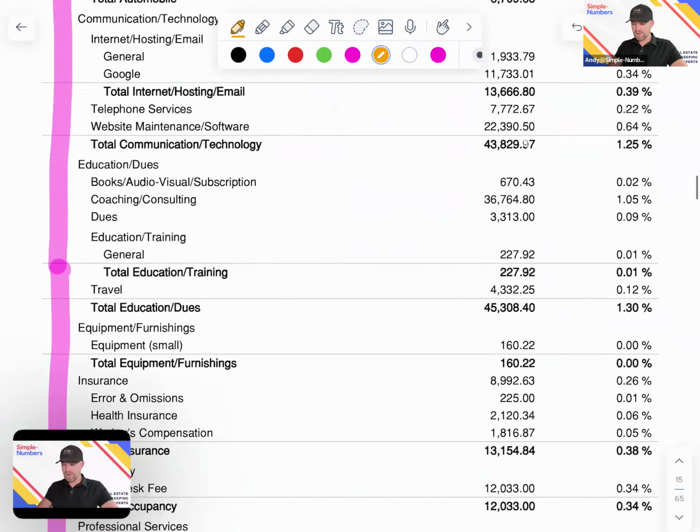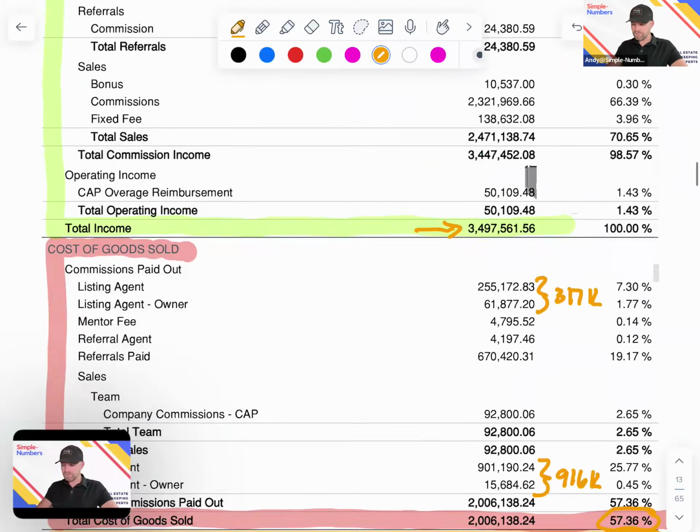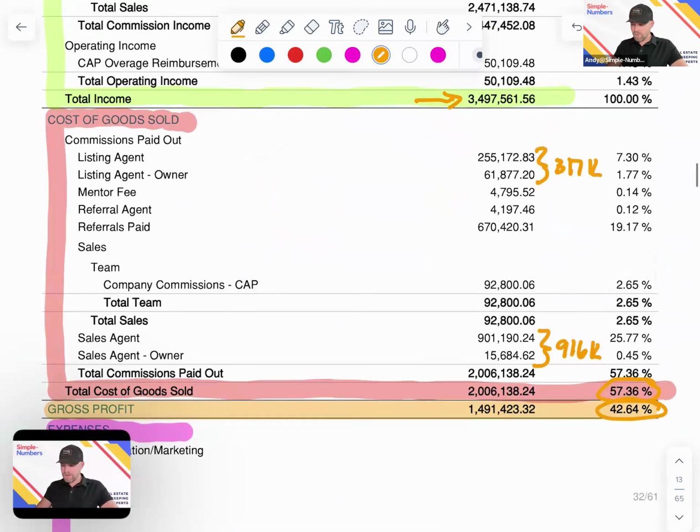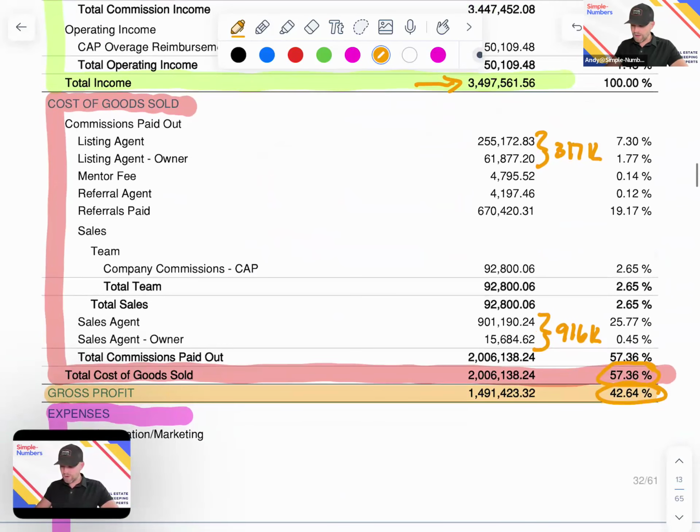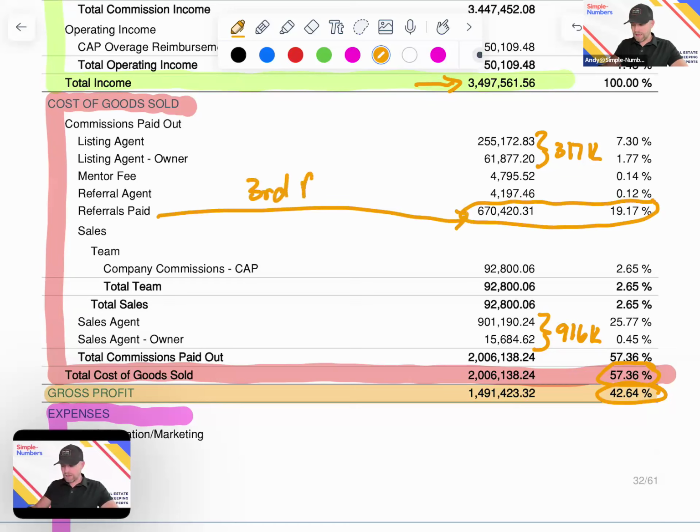Let's go back up to the cost of goods sold. If it's not the splits, what else is it? Where else are there any deals going or money going out in cost of goods sold? Here's the big one right here. Referrals paid.